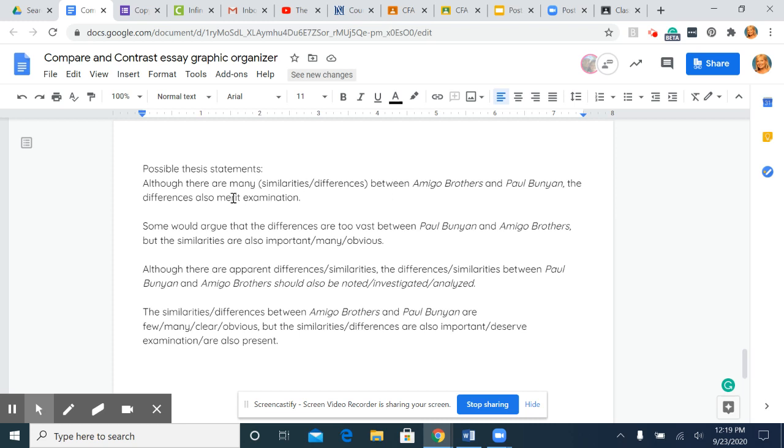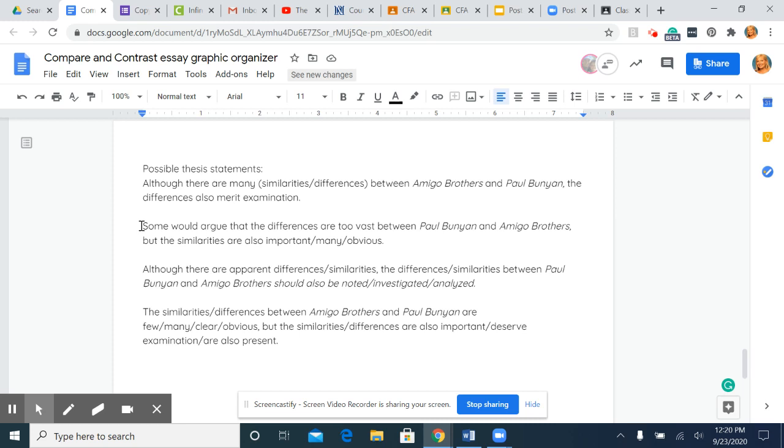These go at the end of your introduction, and it basically tells the reader what they're going to read about. So for example, you might choose this one, and you might say, although there are many similarities between Amigo Brothers and Paul Bunyan, the differences also merit examination, or also should be looked at, or also are interesting, however you want to word it.